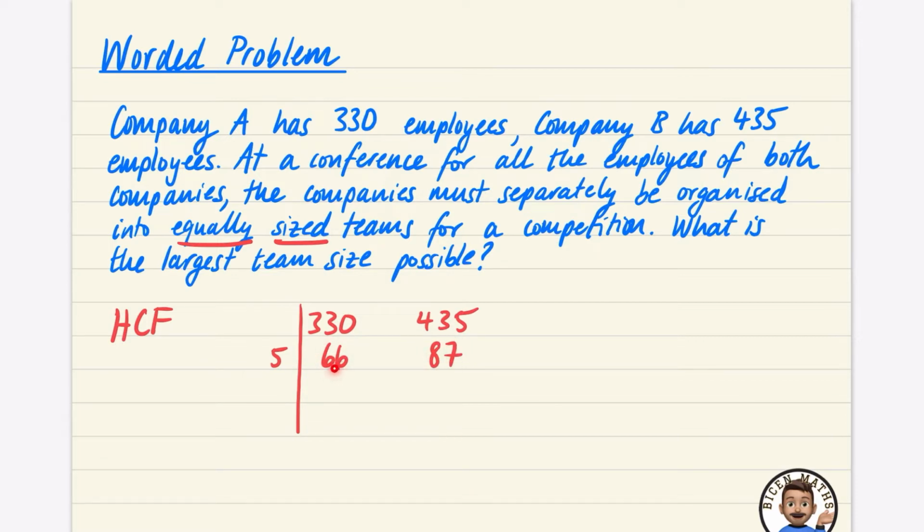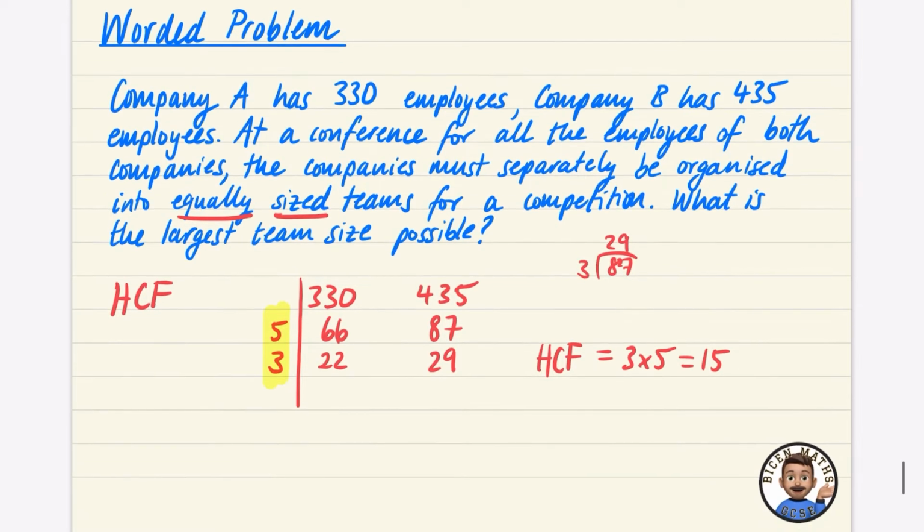Now we can tell that this can be divided by 3 because 6 plus 6 is 12. Check my earlier divisibility video. And 8 plus 7 is 15, which is divisible by 3. Again, that's the divisibility check for 3. So if I do 66 divided by 3, I get 22. And if I do 87 divided by 3, I get 29. Now that I've got to this stage, there are no more common factors between 22 and 29. So my highest common factor is going to be equal to 5 times 3 or 3 times 5, which is 15. So the largest team size possible is going to be 15.